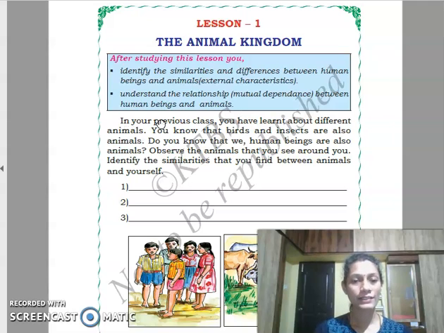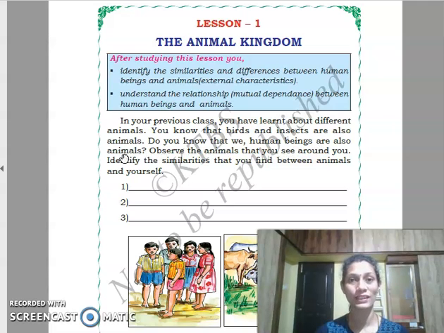So in your previous classes, you have learnt about different animals. You know that birds and insects are also animals. Do you know that we human beings are also animals? Yes, children. Do you know that? Yes. We are called social animals. Now, we will learn about it in detail.